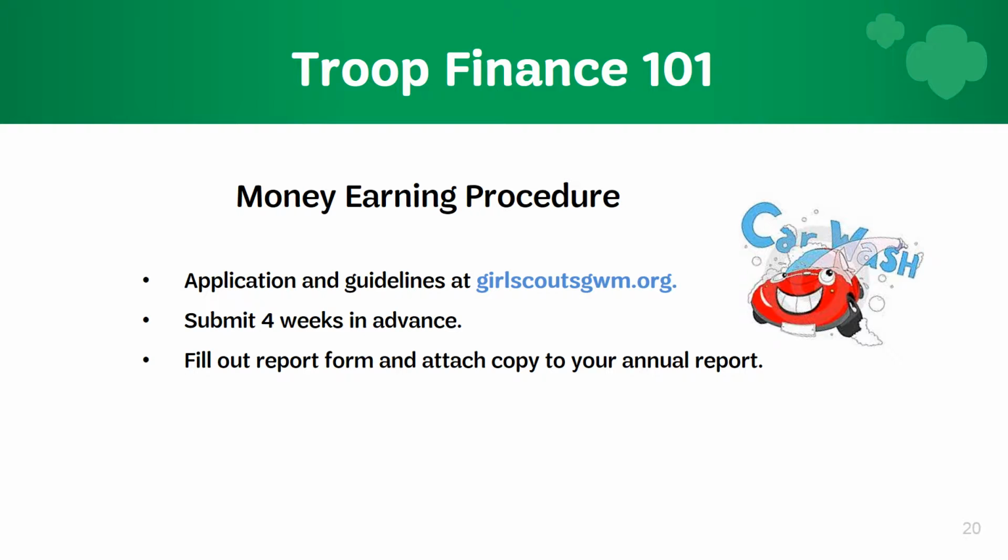Appropriate money earning activities would include a car wash, a bake sale, a yard sale, raking leaves, shoveling snow, and babysitting in public places. Things that would not be approved would be raising funds or soliciting for another organization, games of chance such as raffles, or restaurant or other coupons to receive a percentage of their sales. Please remember to fill out the report form and attach it to your annual report.